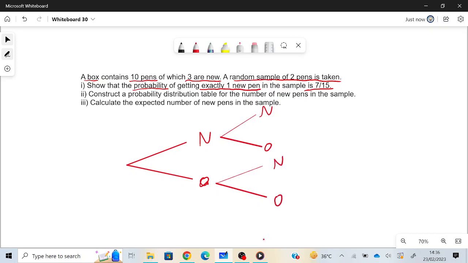The probability of picking a new pen is 3 over 10 from our first pick, because it said 3 pens are new and there are 10 pens in total, and then for old would be 7 over 10, because 1 minus 3 over 10 would give you 7 over 10.